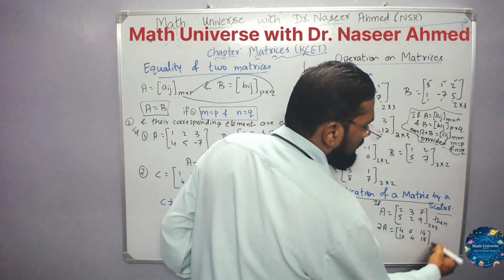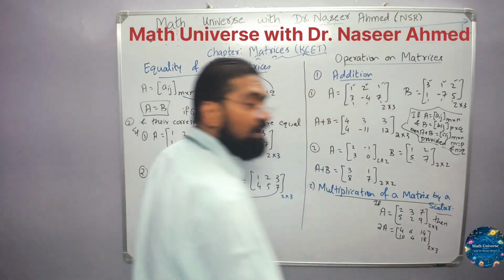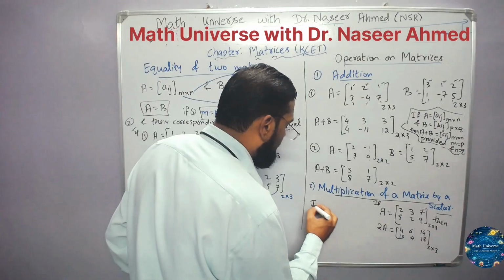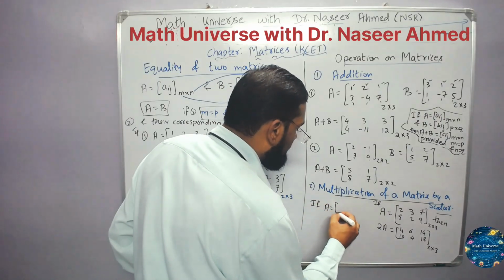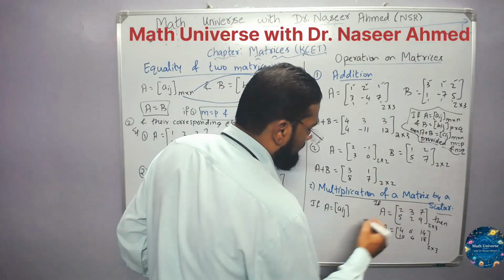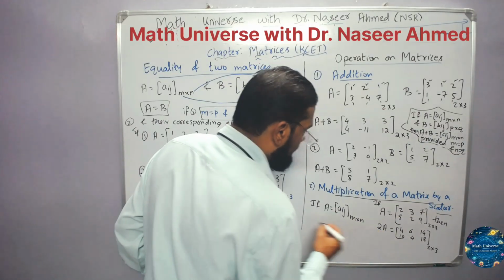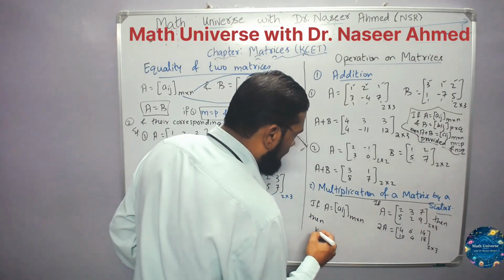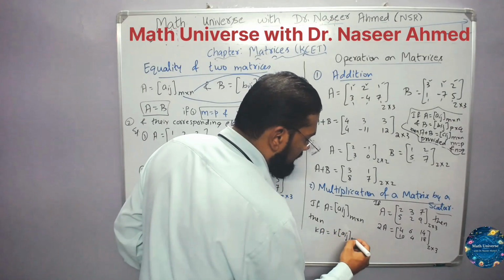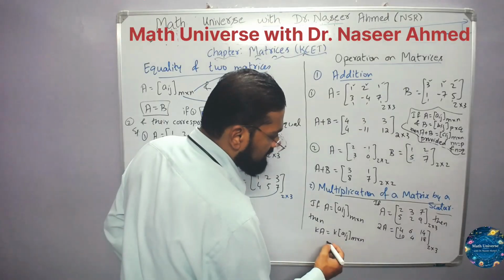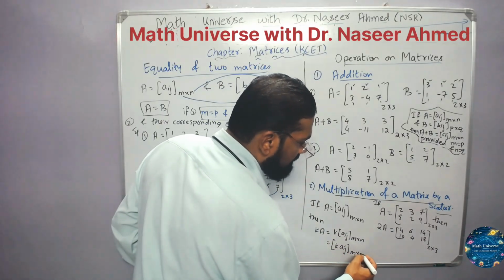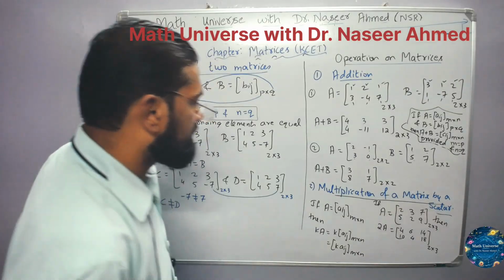2 cross 3. Here also the order is 2 cross 3. So even scalar multiplication will not change the order of the matrix. In general, if we have a matrix Aij, which need not be a square matrix, say a rectangular matrix of order m by n, then k into A means I multiply this k to each and every element, and the order will remain the same. First, kindly make a note.